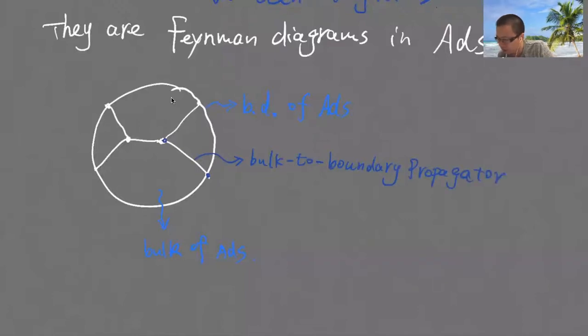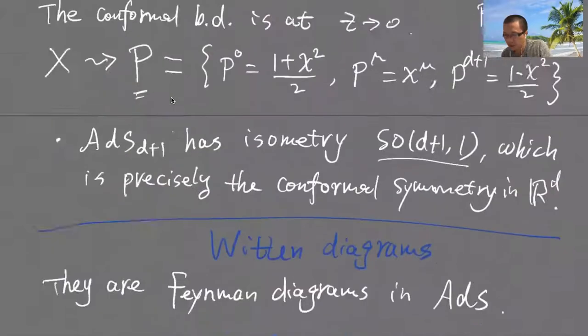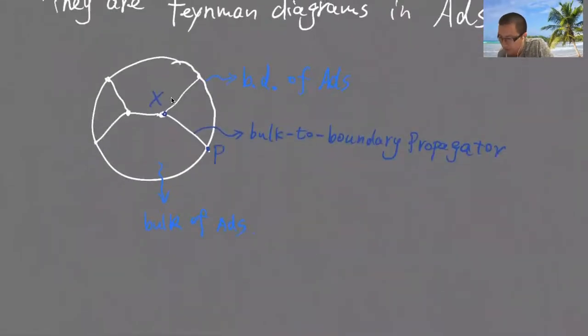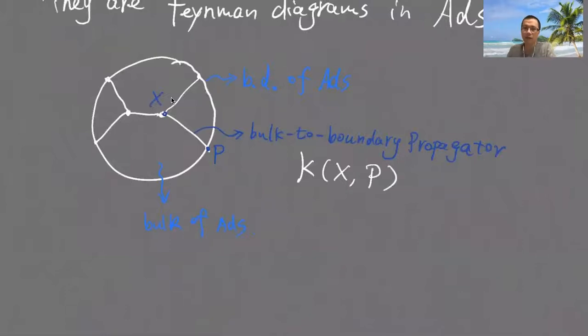Often we denote the bulk point as a capital X, and the boundary point as P. So this we will often denote as K, from bulk to boundary, for a state or operator with a conformal dimension delta, so we denote it as K with delta below.